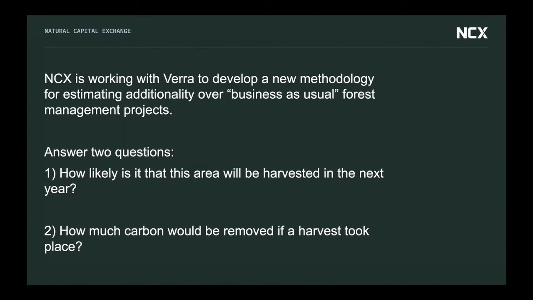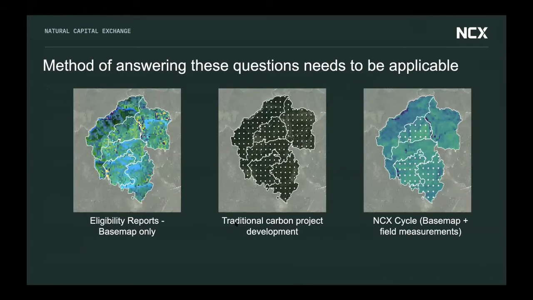Part of developing this methodology has been developing a model and an approach to quantifying what we think of as additionality, which is to say, what would be happening across the landscape in the absence of a carbon project that's incentivizing landowners to defer harvest. So our process is really geared towards working forests, and incentivizing landowners to defer harvest is only actually affecting change if these are landowners that were intending to harvest otherwise. And so we've really invested in building out a new framework and approach to quantify how likely it is that an area will be harvested in the next year, and then how much carbon would be removed if a harvest took place.